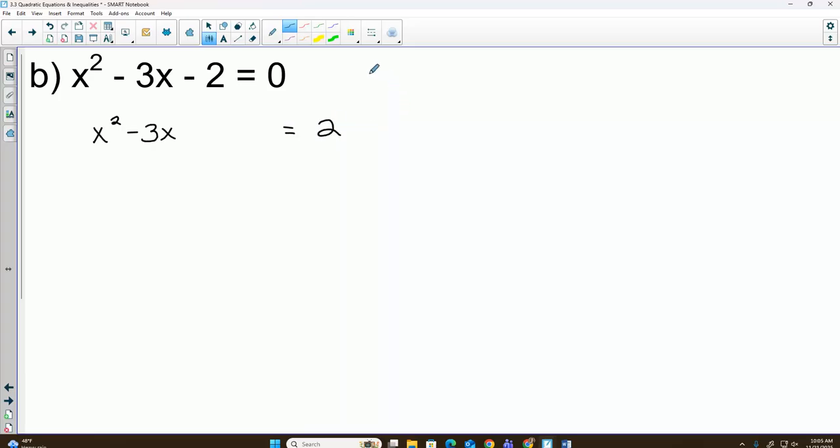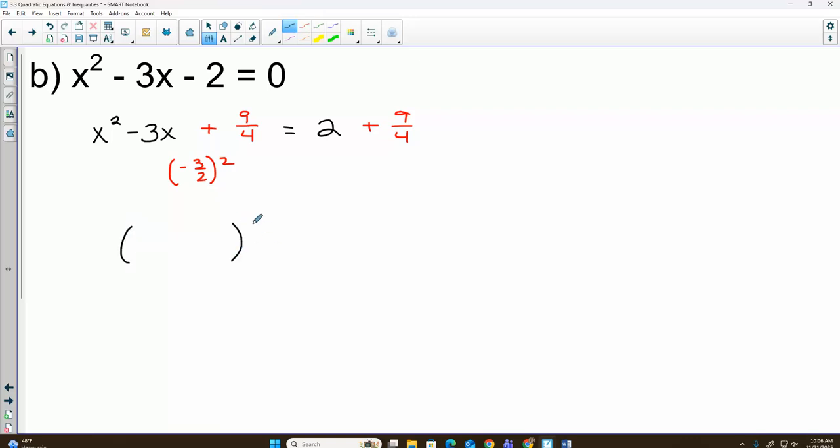So it's a 1x squared. We can skip the first step. Then we can go ahead and isolate our constant. So then you take half of the middle term, so -3 divided by 2, and square it. And that gives you a fraction. That's okay. We can do a fraction.